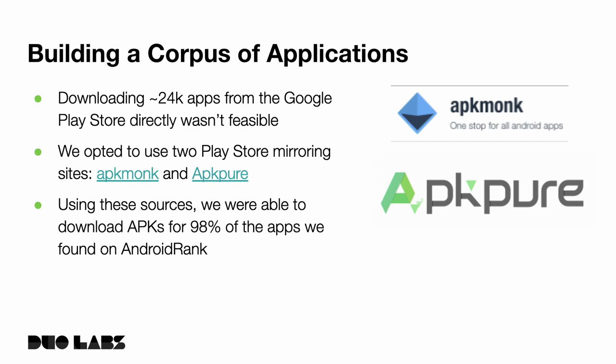So using these particular sources, we were able to download about 98% of the 24,000 apps. So it was about 23,800 or so. So we were pretty successful with that. And actually, some of this code is a part of what we're going to open source today. And Nick will talk about this later.